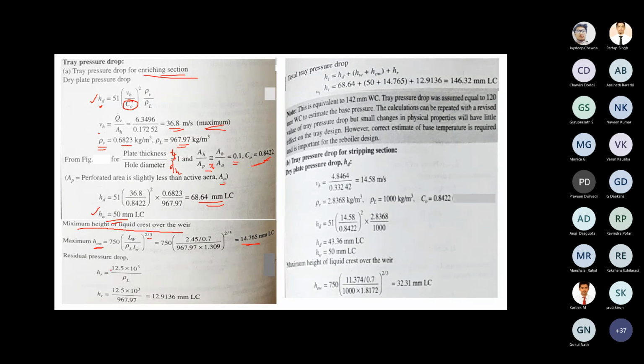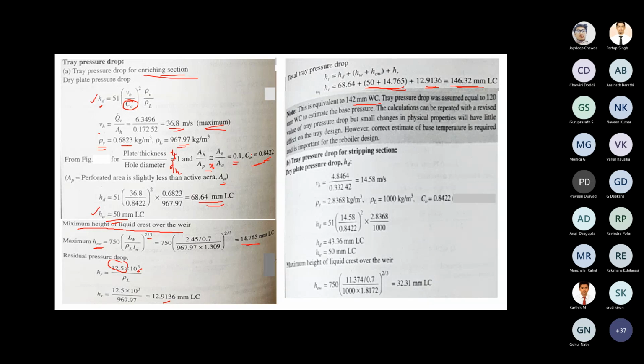So the residual pressure drop you have to assume as 12.5 mm. So HR you can calculate. The total tray pressure drop is HD, HD is 68.64, then HW plus HOW. So this is for dispersion, pressure drop due to vapor liquid dispersion. That is 50 plus 14.76. HR is 12.9. So totally you have 146.32 mm of liquid column. So this is equivalent to 142 mm of water column.